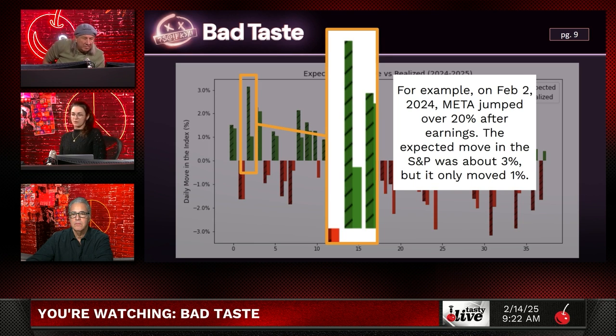So I wanted to look at a couple of interesting examples, and I don't know if we're going to have time to do it. On February 2nd, Meta jumped over 20% after earnings. The expected move in the S&P was about 3%, but it only moved 1%. Okay, let's go to the next slide.